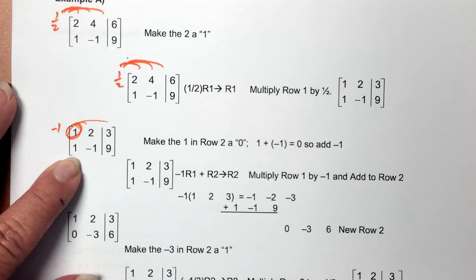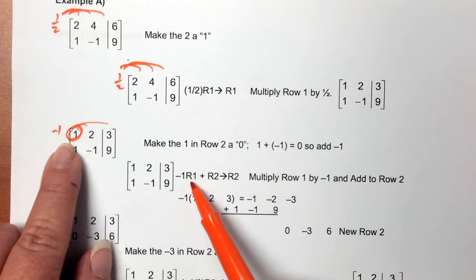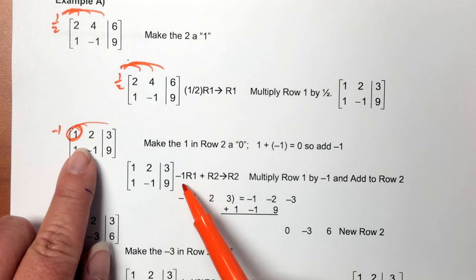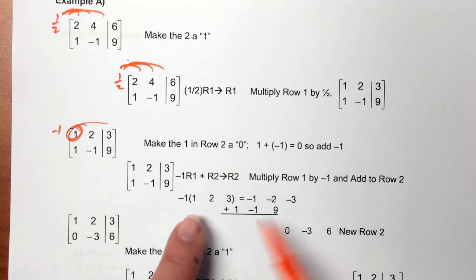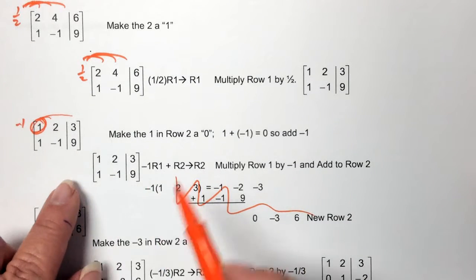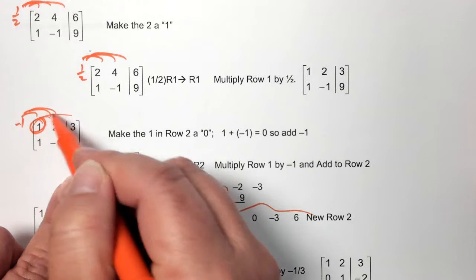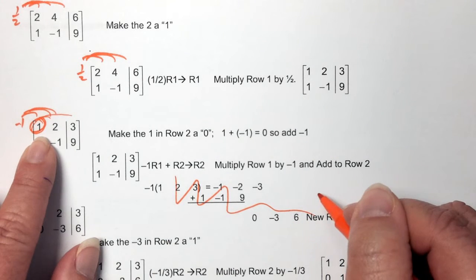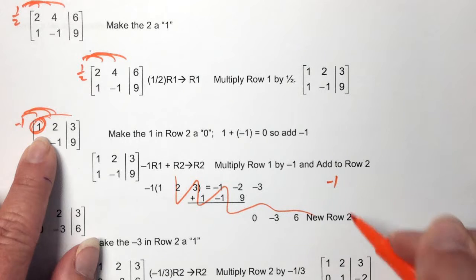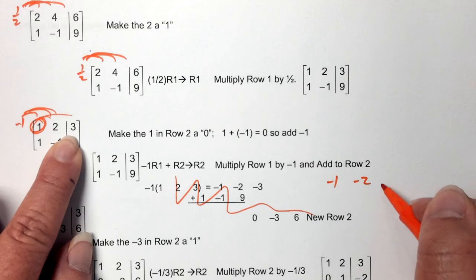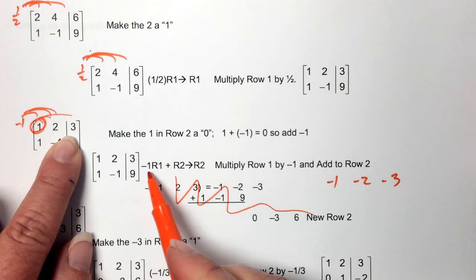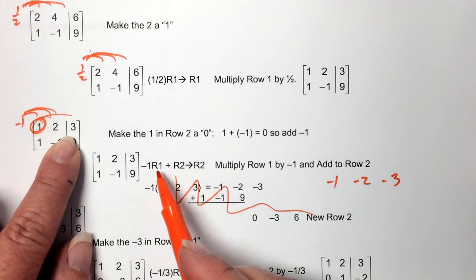Okay? So we're going to say, okay, row 1 gets multiplied by negative 1, and that result gets added to row 2. Okay? So this is kind of not lined up very good. Sorry about that. But when I multiply my row 1 by negative 1, negative 1 times 1 is negative 1. Negative 1 times 2 is negative 2. Negative 1 times 3 is negative 3. So I've multiplied row 1 by negative 1. I add that result to row 2.